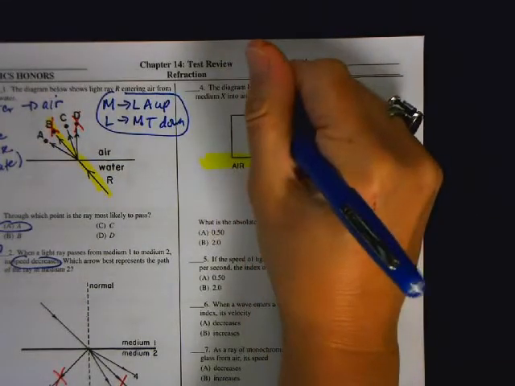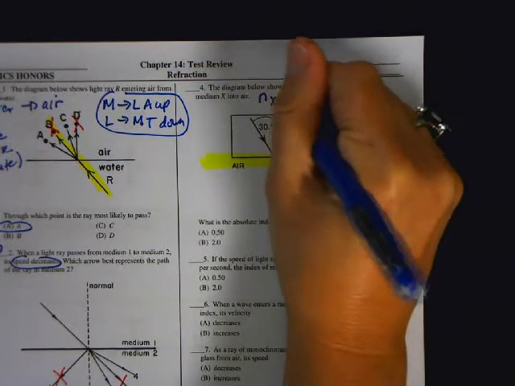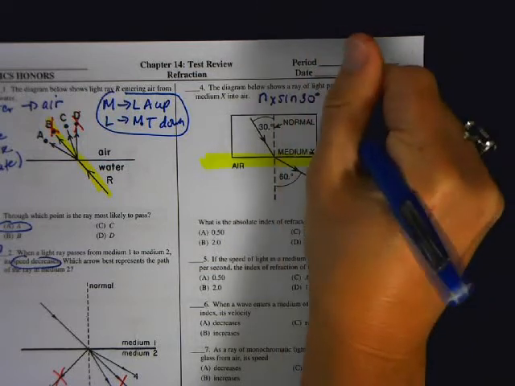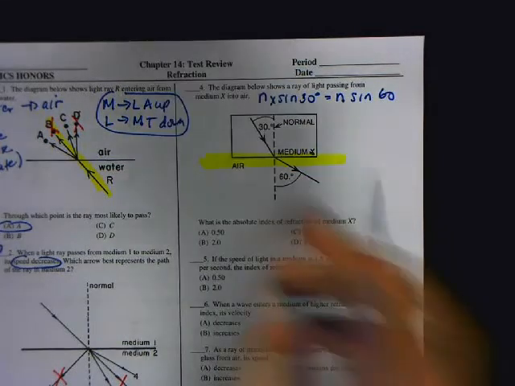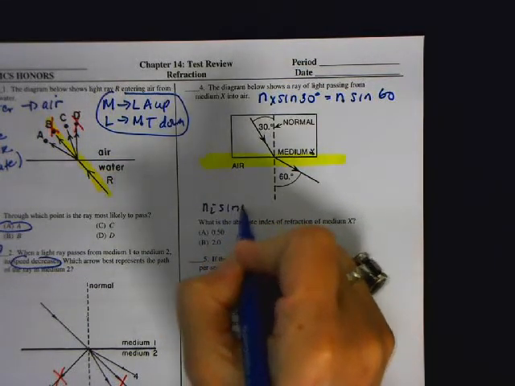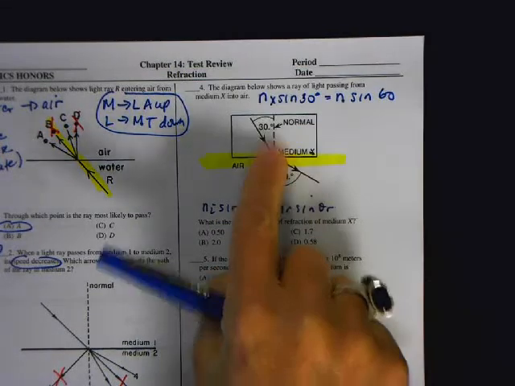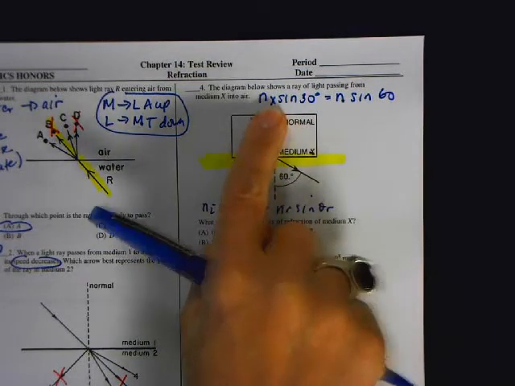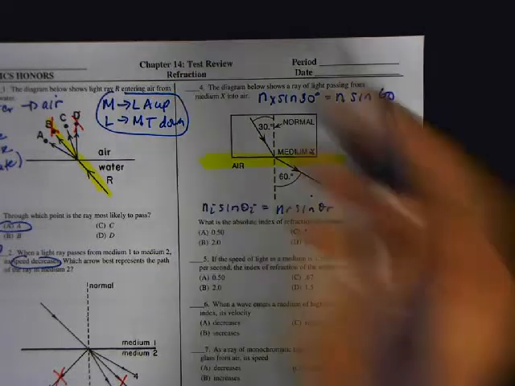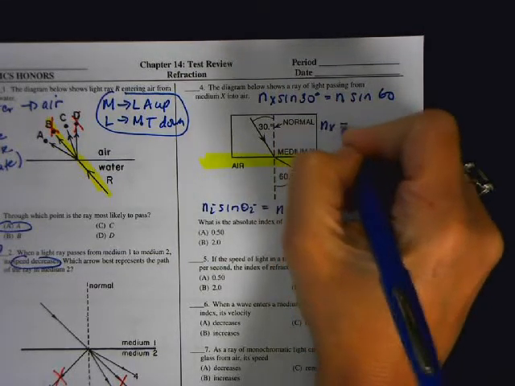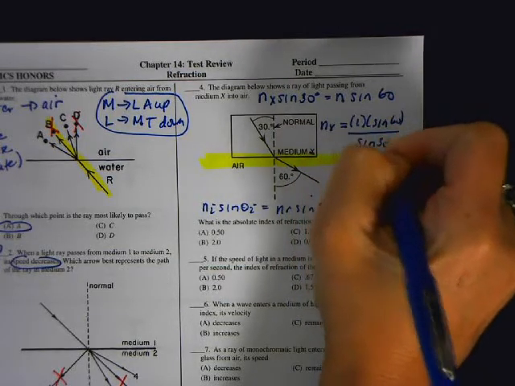Snell's law says N1, and I'll call this X. So Nx sine of 30 degrees is equal to N sine of 60 degrees. Snell's law, the basic equation, is Ni sine of theta I is equal to Nr sine of theta R. Okay? So in this case, we're going from X to air. I know the index of refraction of air is 1, so I'm going to rearrange this equation and say Nx is equal to 1 times the sine of 60 over the sine of 30 degrees.